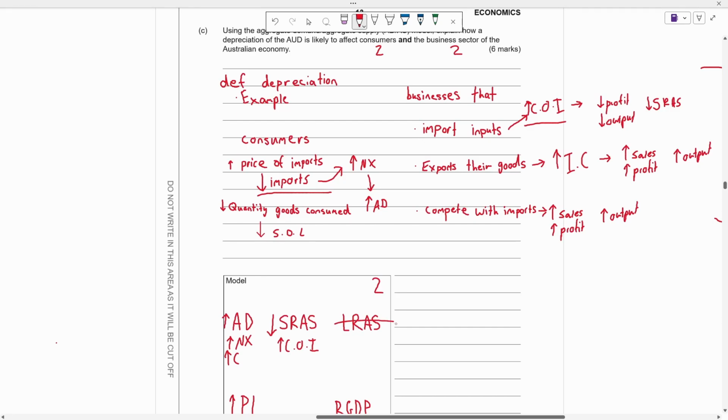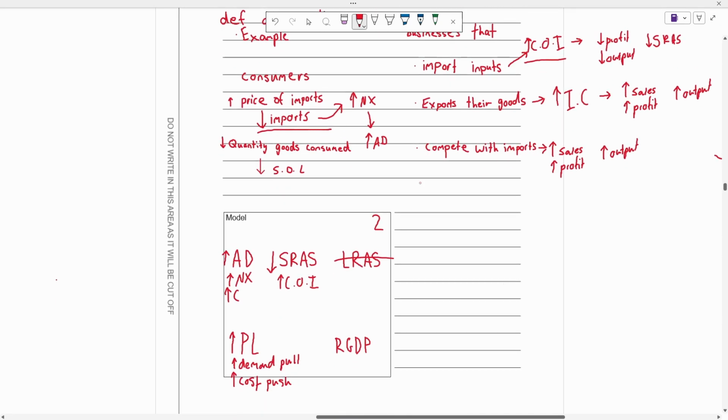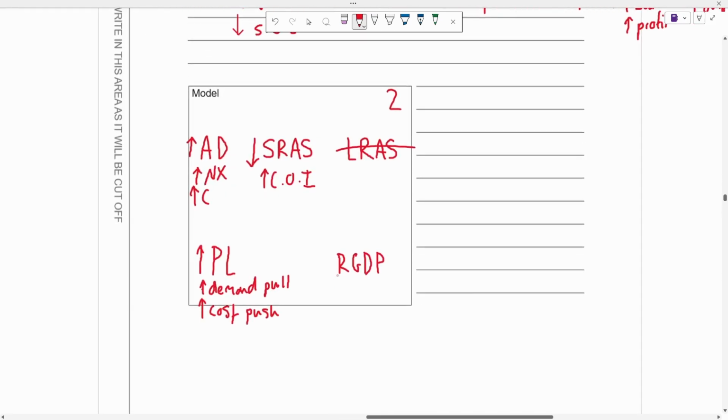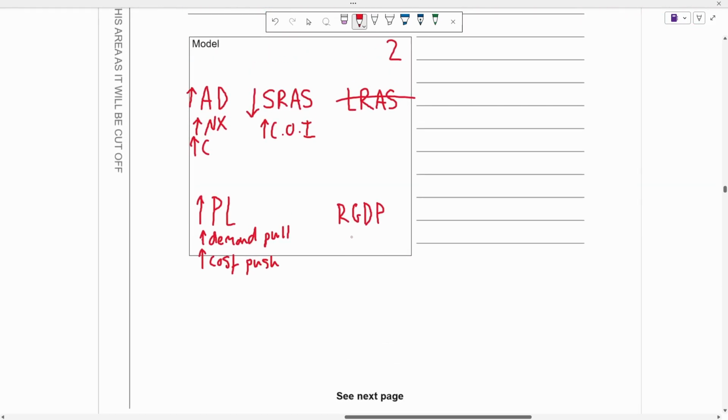Now, long run aggregate supply is not affected at all, so we don't even have to include that in our explanation. Or if you have space, go for it. Now, for real GDP, this one's weird, right? An increase in aggregate demand would increase real GDP, but a decrease in short run aggregate supply would decrease real GDP. So what should we do?